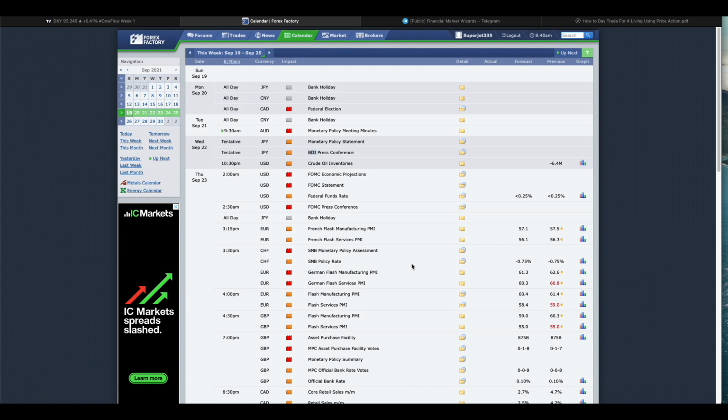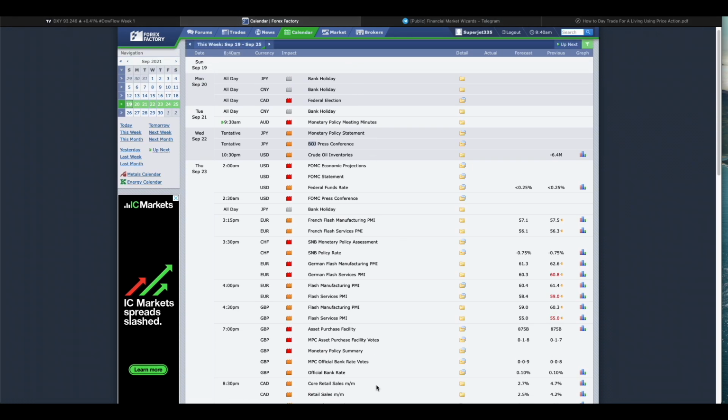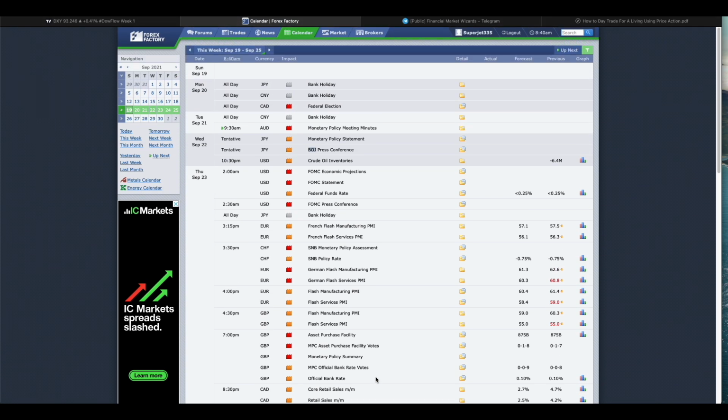So if you were to come over to here, next week you can see that we have a chunk of news events. There's just a lot of events. Now I want you to pay attention to a couple of things right here. First is this one right here. We have the Aussie monetary policy. Then we have Japan press conference over here. After that, it doesn't stop. It goes on into the USD news, which is the FOMC.